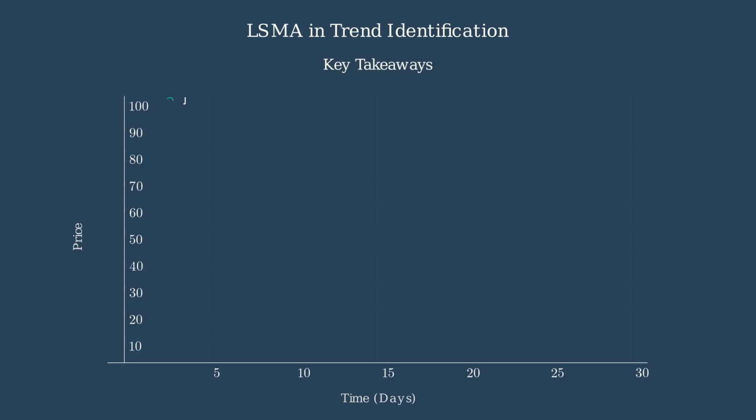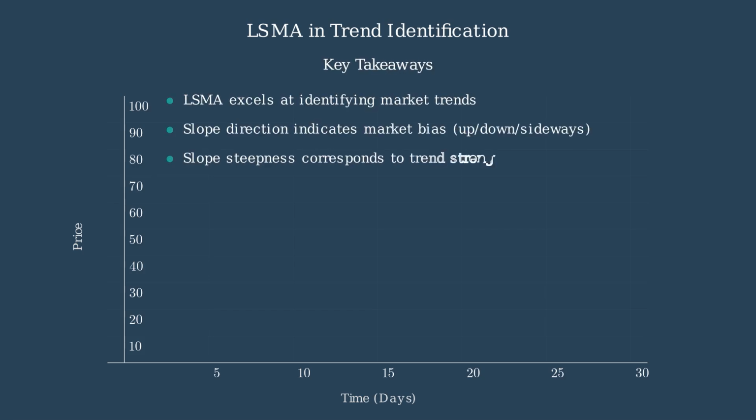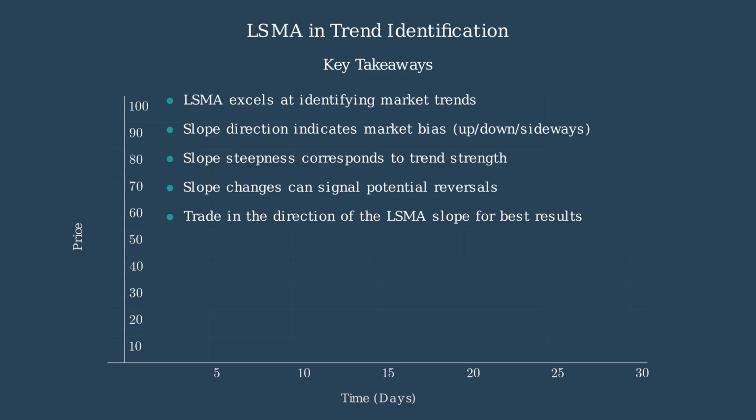To summarize, the LSMA is a powerful tool for trend identification. Its slope provides valuable information about trend direction and strength, while changes in slope can signal potential reversals. By aligning trades with the LSMA slope direction, traders can significantly improve their market timing and increase their probability of success.